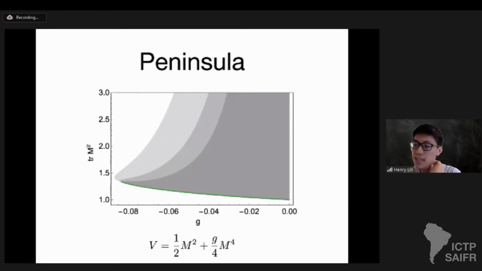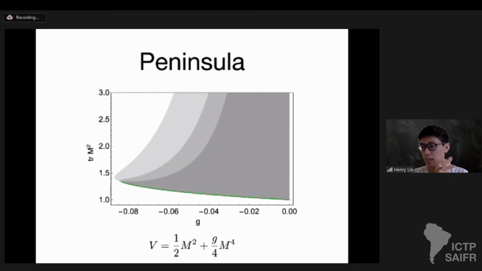And this just means that if I go to a value of G which is too negative, then I cannot find any solution to the matrix integral. I cannot find any positive solutions. And this is what we expect from the analytic solution. In particular, there's a critical point in this model, which also defines the radius of convergence. And once you go beyond that critical point, the model is ill-defined.